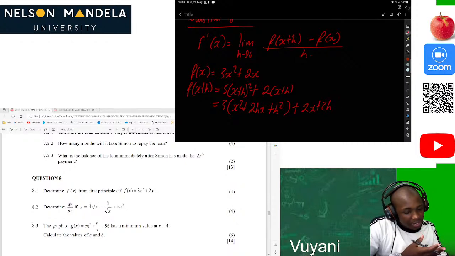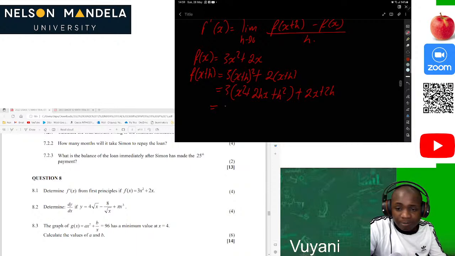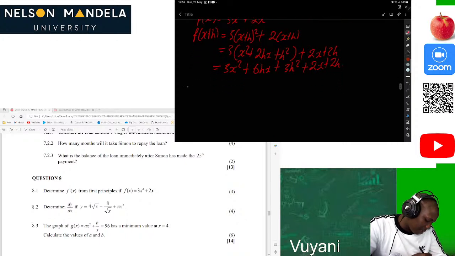2 times x is 2x. 2 times h is positive 2h. Then now we remove that scalar, multiply by 3. 3 times x squared, that's 3x squared plus 6hx plus 3h squared plus 2x plus 2h. Now let's go and substitute.